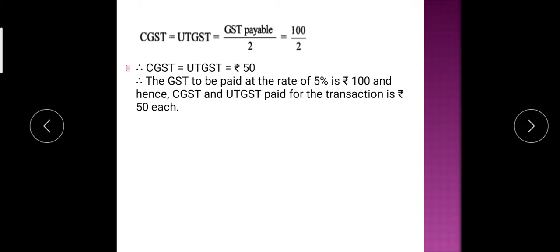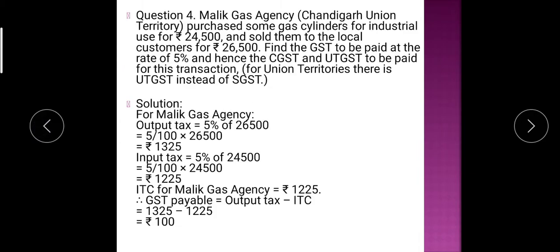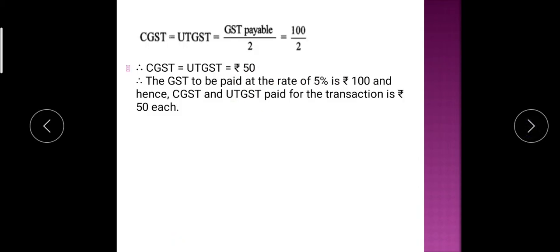Okay, sometimes they will not ask you up to this only. If they ask what GST is paid, then up to this you have to calculate. If they are asking separately for CGST and UTGST, then you have to calculate this also, and it is compulsory to write the answer in a statement.